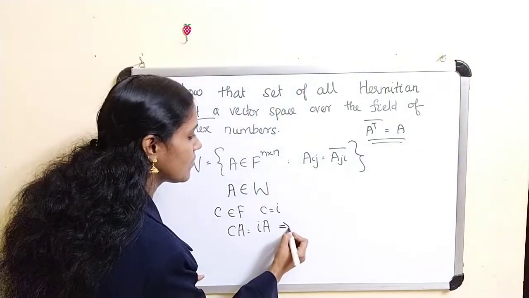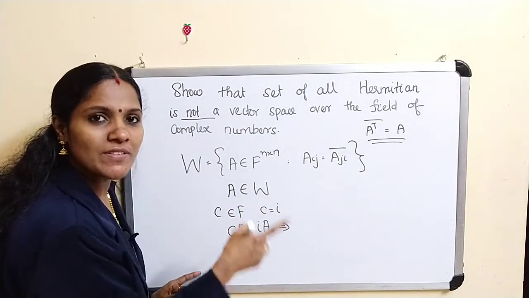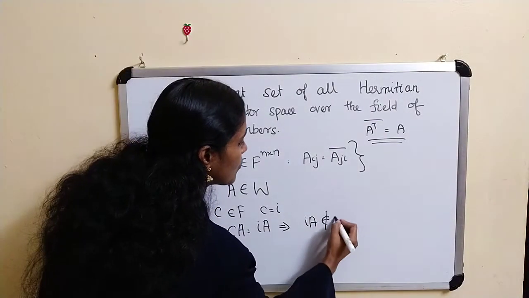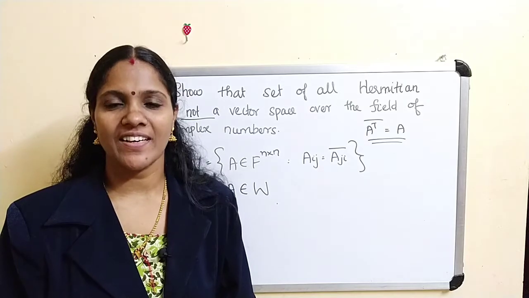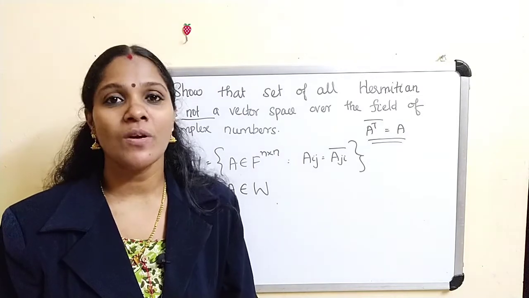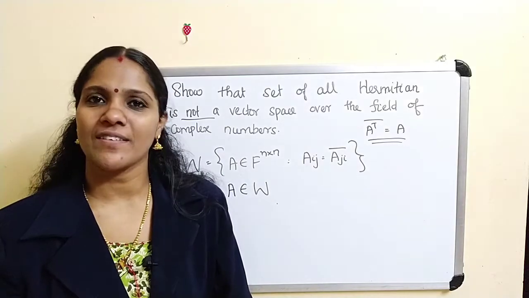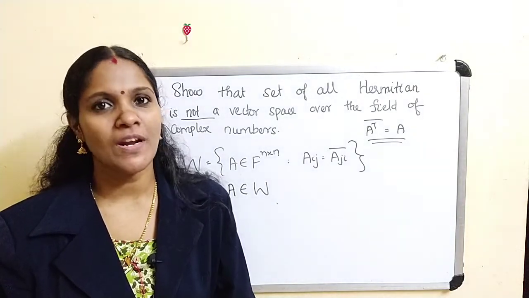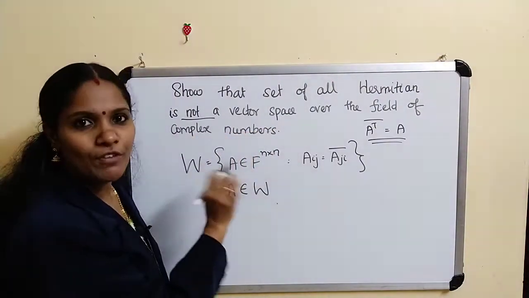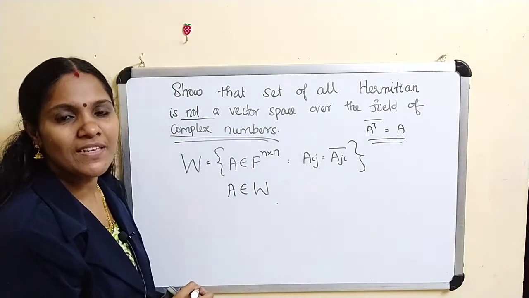Because the diagonal entries of A are real numbers, i into a real number must be a complex number. Therefore, clearly iA does not belong to W. Thus we get, if you take c equal to i and A belongs to W, then iA does not belong to W. This implies W is not a subspace of F^(n×n). That means the set of all Hermitian matrices is not a vector space over the field of complex numbers. Now what about real numbers? Over real numbers that forms a subspace.